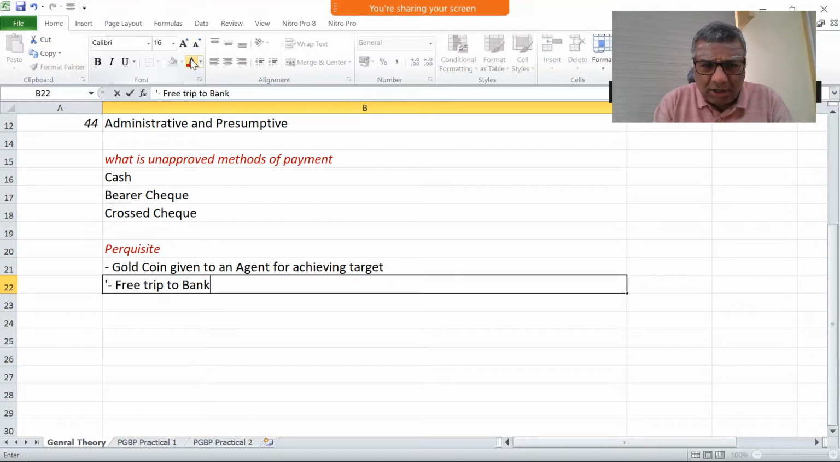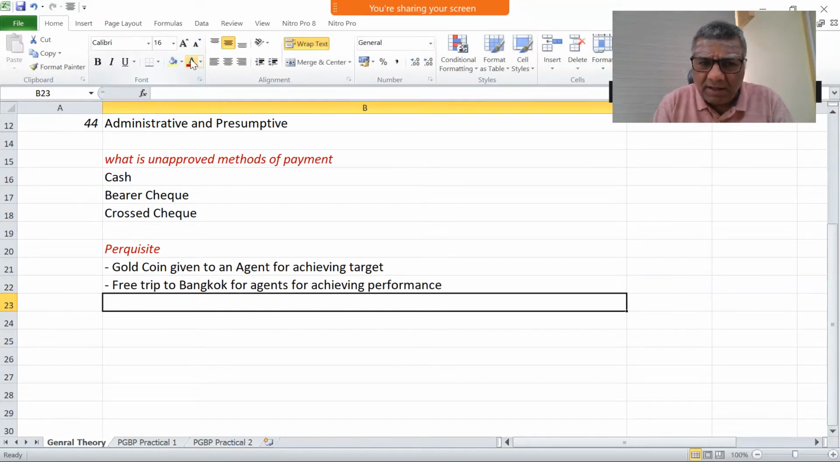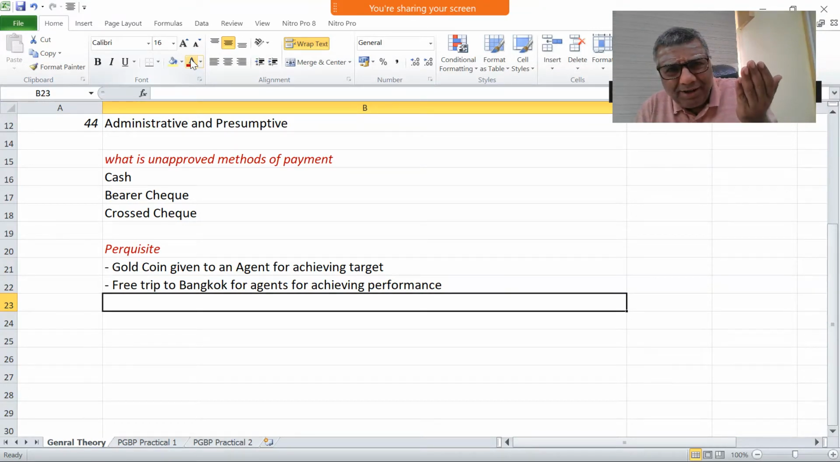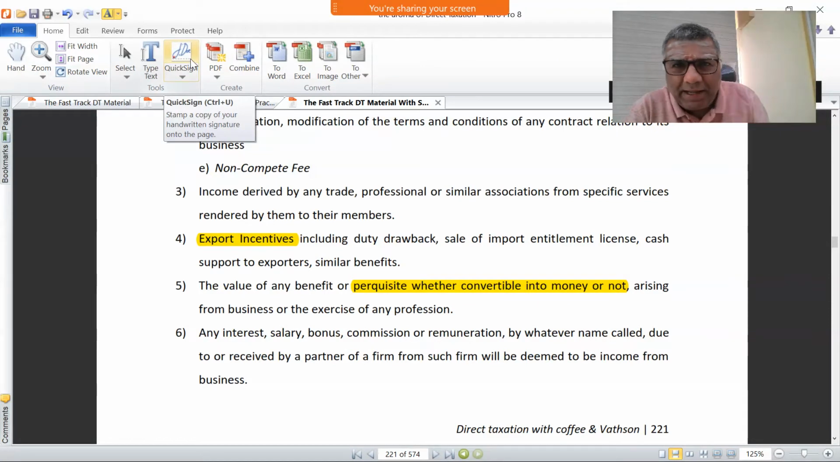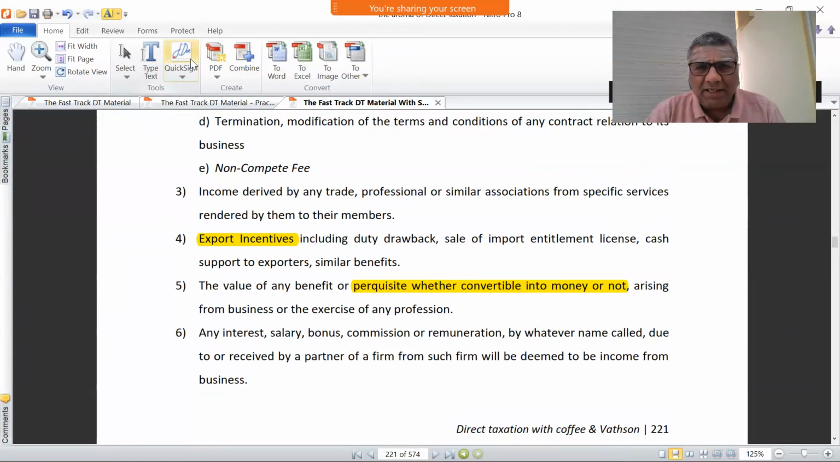Free trip to Bangkok for agents for achieving performance. Perquisite in the hands of the agent. Sir, I'm not going for that free trip, sir. I have only two options, sir. Either go or leave it. I cannot encash it, sir. Still, is it going to be a perquisite? Yes, because the law uses the words whether convertible into money or not. Whether convertible into money or not, it is regarded as a perquisite. It will be treated as income.